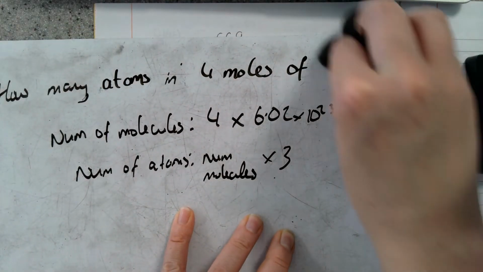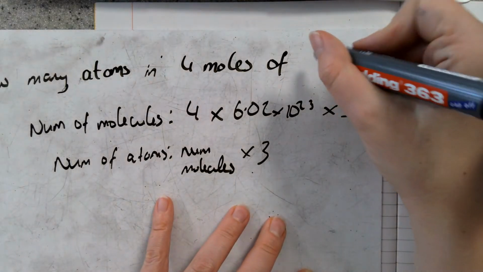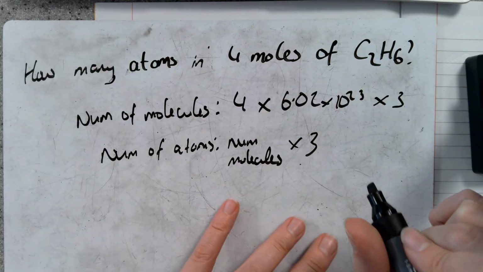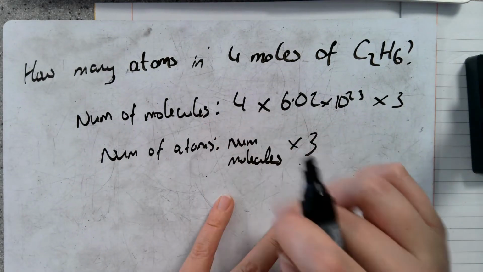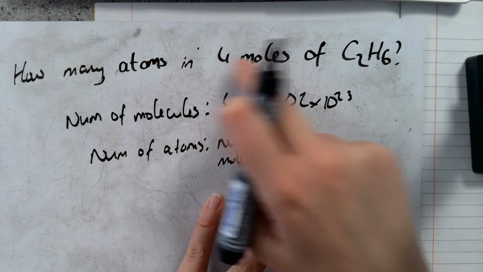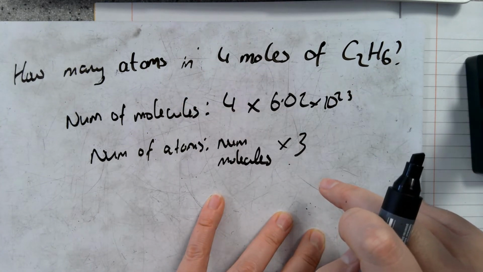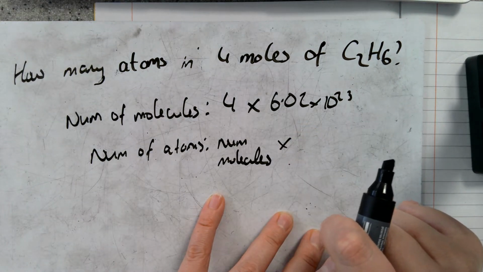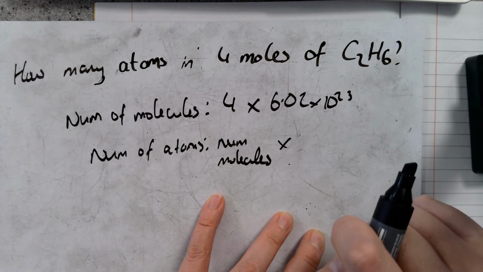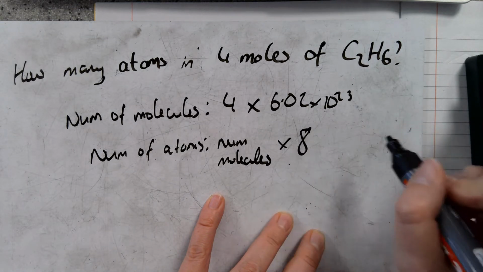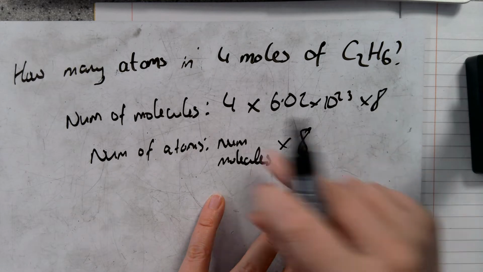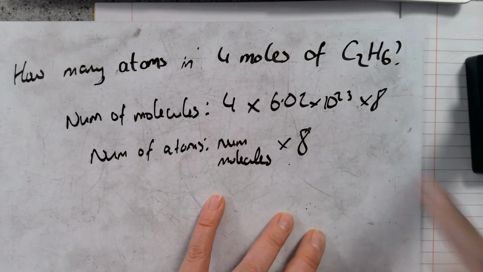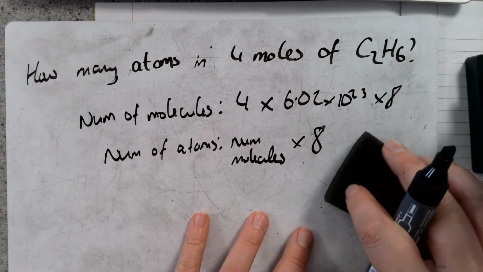If I were to change that to a different molecule, let's just say I had ethane, C2H6. Okay. First of all, I'm going to work out the number of molecules of ethane I have. So I'm going to do 4 times 6.02 by 10 to the 23. Once I know how many molecules I have, I need to look at how many atoms each molecule contains. I've got 2 carbons and 6 hydrogens. I've got 8 atoms in total. So I'm going to be timesing this answer by 8. So it'll be 4 times Avogadro's constant to work out the number of molecules, and then times 8 to work out how many atoms I have in each molecule.